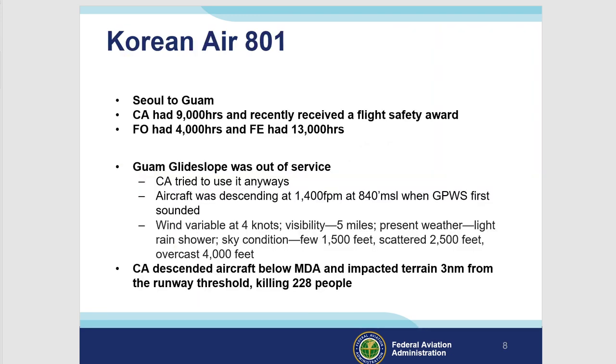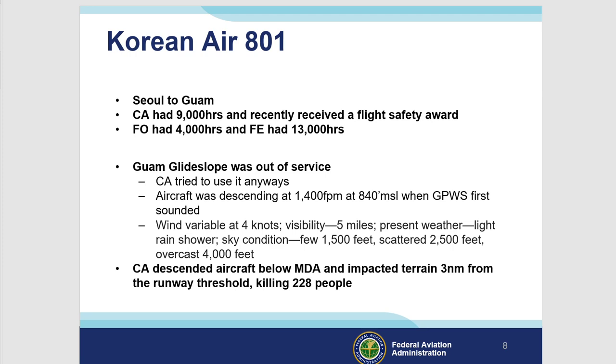Now, moving in here to Korean Air 801, it was a flight from Seoul to Guam. The captain was pretty experienced, 9,000 hours, and he had just got a wonderful award for flight safety. The FO had 4,000 hours, and the flight engineer was the most experienced of all of them with 13,000 hours. Of course, he had 13,000 hours flying sideways, sitting at that panel, not actually at the controls of the aircraft, but operating as a flight engineer. Now, as you can probably imagine, especially back in these days, the hierarchy is obviously going to be very regimented: captain, FO, and FE.